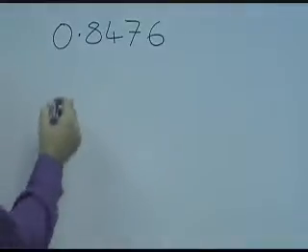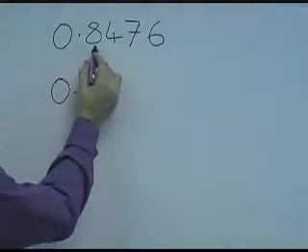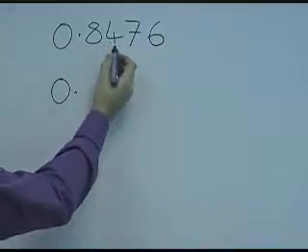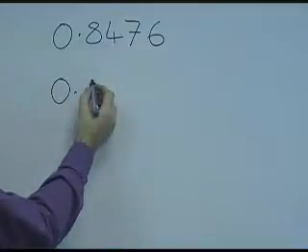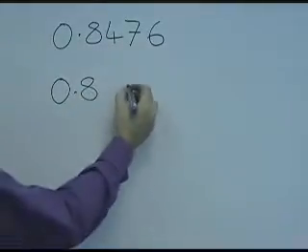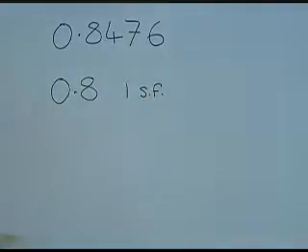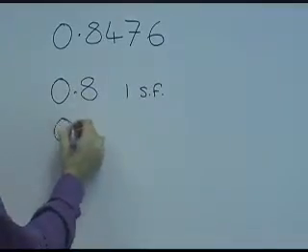So to one significant figure, it will be 0. This is our first significant figure, and just like always when we're rounding, we look at the next number, which is a 4. That's less than 5, and therefore the 8 doesn't round, it stays as an 8. That's one significant figure.